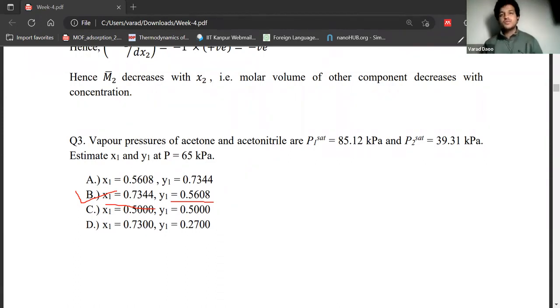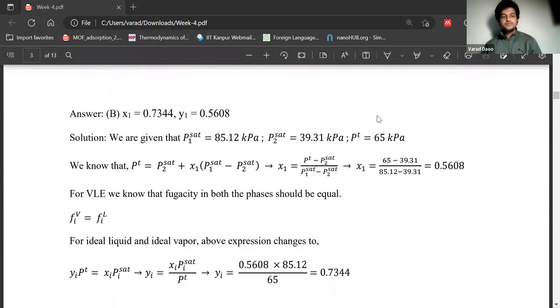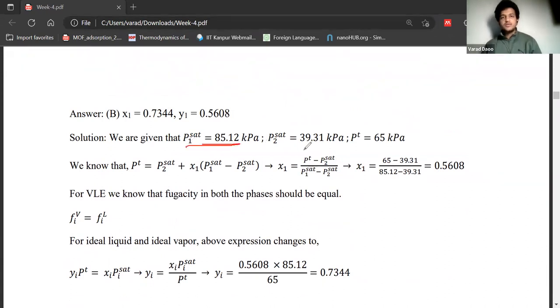You can cross check your answer with the solution which I am going to give, so that you will not make any mistakes, or you can rectify the mistakes you made. It's a fairly straightforward question. What we are basically given is P1 sat, P2 sat, and also the total pressure.